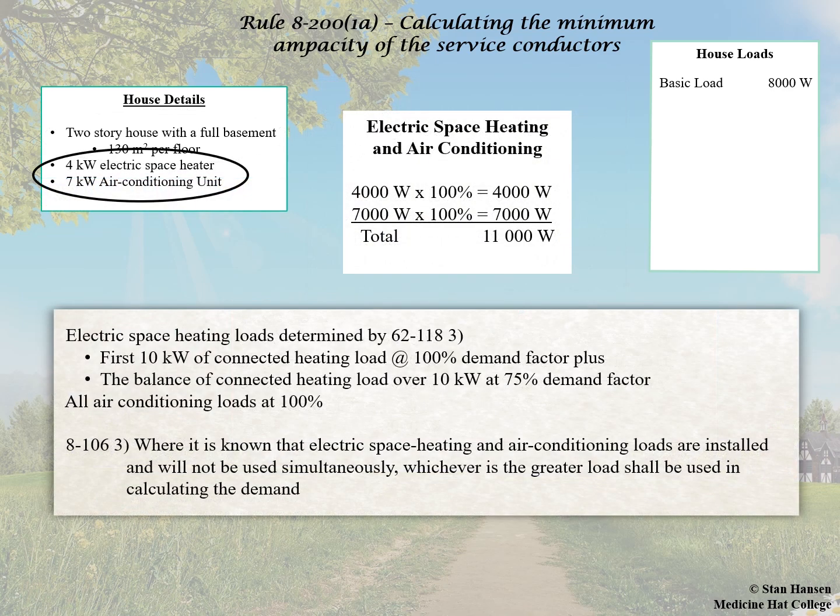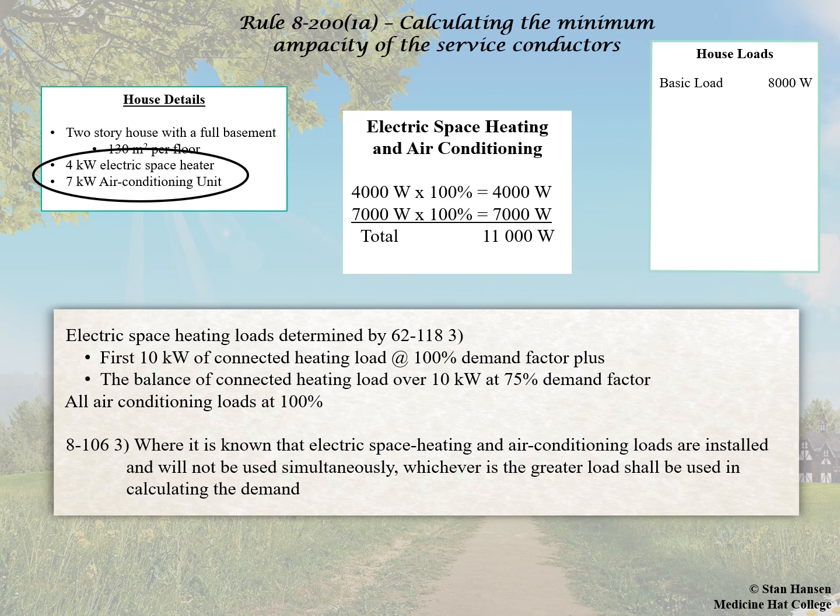The next part of 8200 deals with electric space heating and air conditioning loads. We have to pay attention to how we do this. In this house, we have 4 kilowatts of electric space heating and we have 7 kilowatts of air conditioning load. 8200 states that we should deal with the electric space heating as per section 62. In fact, 62.118 sub rule 3 is exactly where we want to go to look at this. This rule states that for the first 10 kilowatts of electric heat, we're going to take that all at 100% demand factor, plus the balance of any connected load over that 10 kilowatts is at a 75% demand factor.